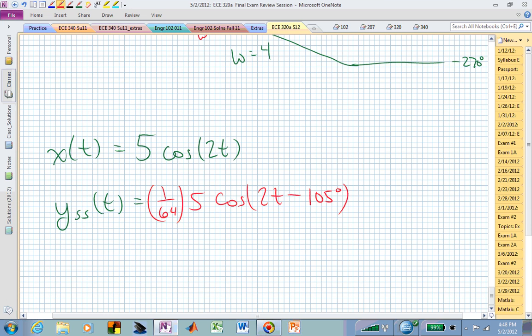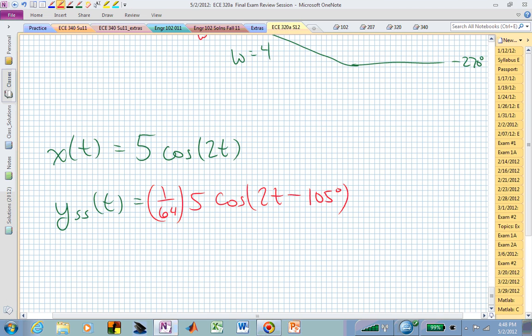And if it was a sine, you could either convert it to a cosine and express your answer in cosine, or you could simply leave it as a sine, and the magnitude and phase will be adjusted according to what your Bode plot tells you, or what your frequency response tells you.